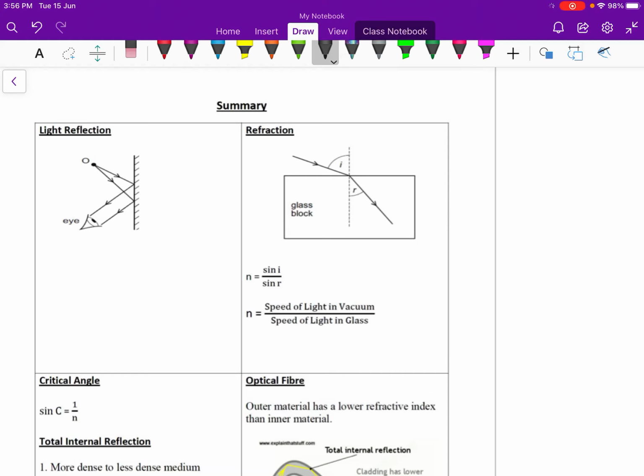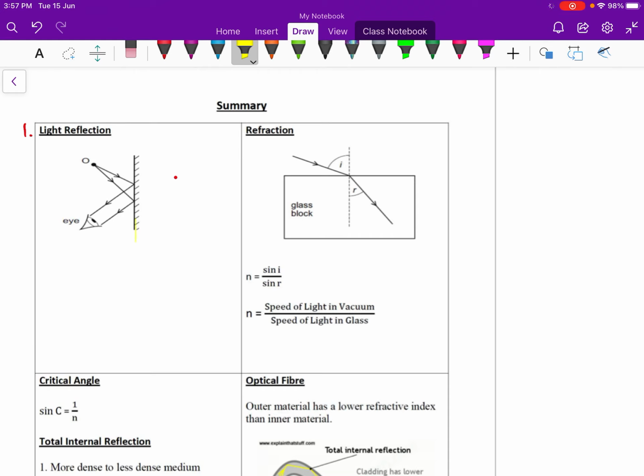Alright, so let's go through the light summary. Basically, we have learned about two very important concepts. The first concept is called reflection. So we learned this reflection, and there are two types of reflection. The first type that we are more interested in is the regular reflection.